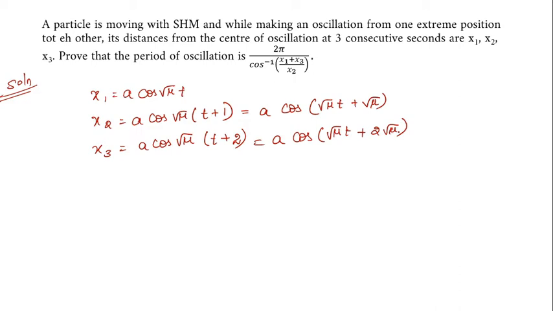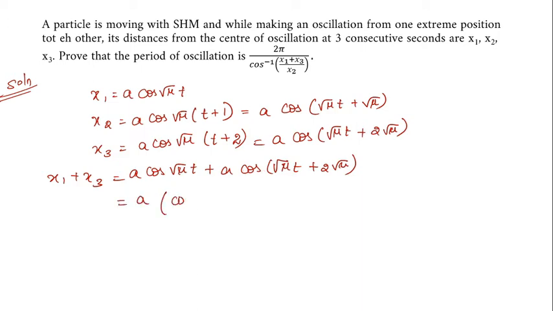So we are having these 3 displacements, and we have to find cos inverse of x1 plus x3 divided by x2. So it's just x1 plus x3. So x1 plus x3 is equal to a into cos of root mu into t plus a into cos of root mu t plus 2 root mu. Okay. So we are having two cos terms. A is common so you can take that outside. So it will be cos of root mu t plus cos of root mu t plus 2 root mu.